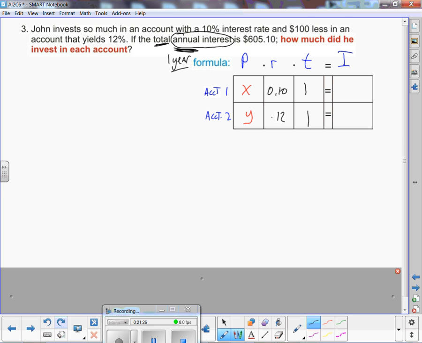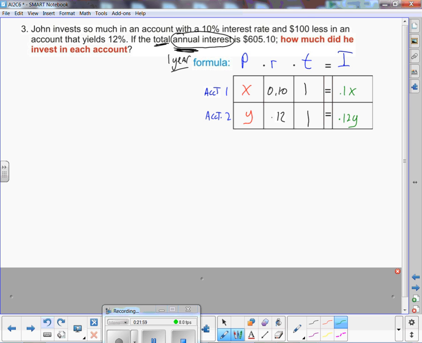How are we going to get this interest? Well, that's why I want my equal signs there to remind you that the principal times the rate times the time is the interest. So let's multiply the principal times the rate times the time. When you do that, you get 0.1x, and we'll do the same thing for the y, 0.12y. Beautiful. Chart's done. Let's now go on to the equations.